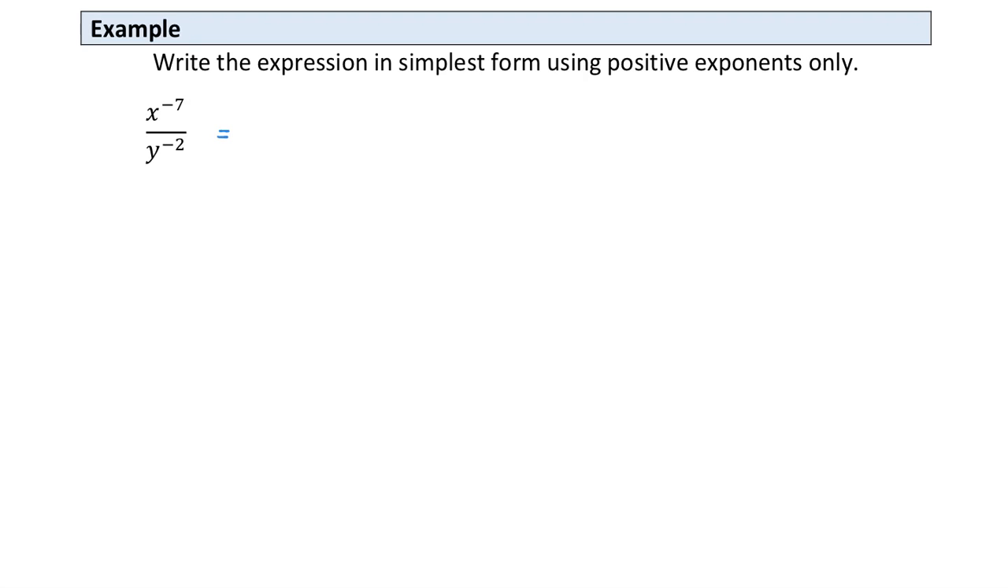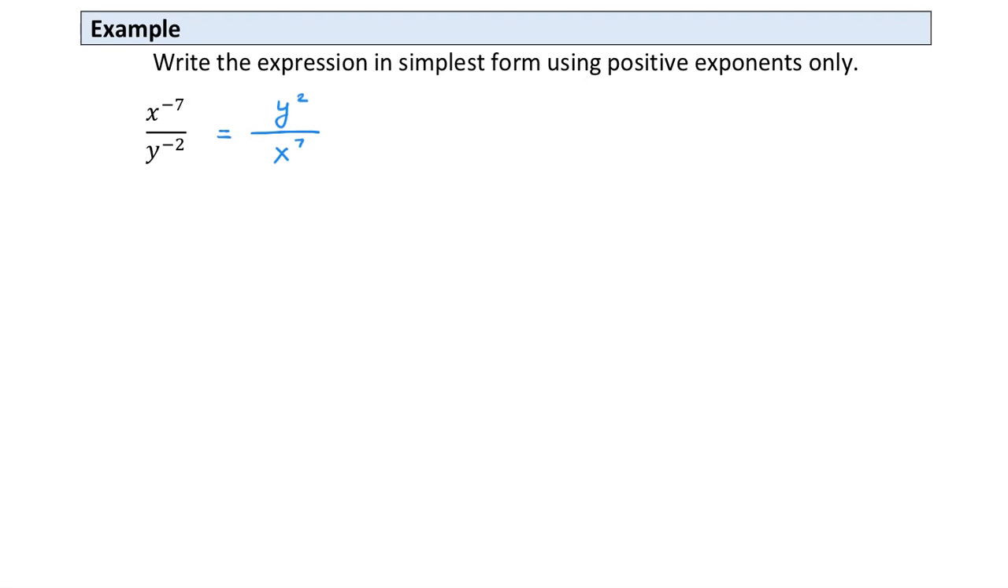If we start a fraction, and if we move x to the denominator, its exponent will become positive, and if we move y to the numerator, then the exponent of y will also be positive. Then we will get y to the power of 2 over x to the power of 7.